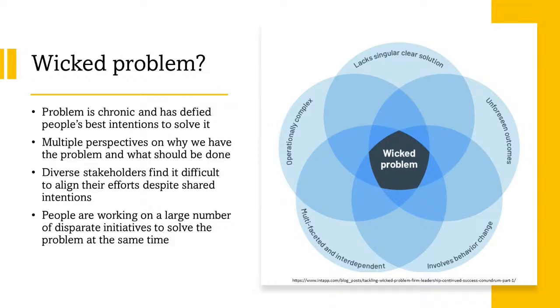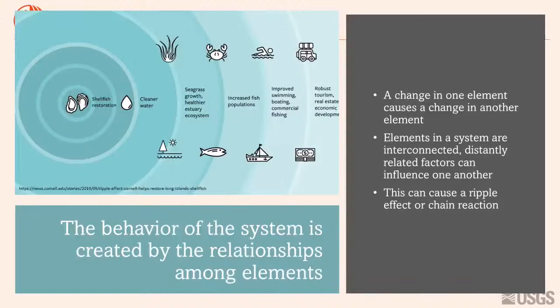Wicked problems usually have multiple perspectives on why we have the problem and what should be done. I bet if I went around the room and asked you all to give me the cause of loss of biodiversity, you'd all have different perspectives, and in your own way, you'd all be right. Wicked problems also typically have diverse stakeholders that are having a hard time aligning their efforts and intentions, right? How many of you work with other NGOs or other agencies in your country, and you all have the same goal or the same mission, but you're just having a hard time collaborating and working towards achieving that goal together?